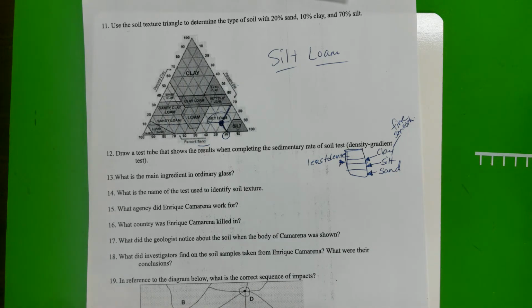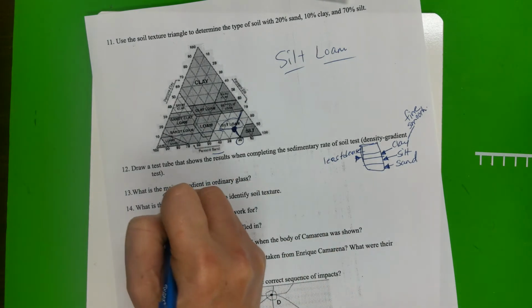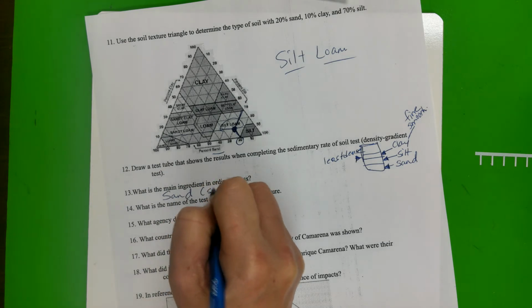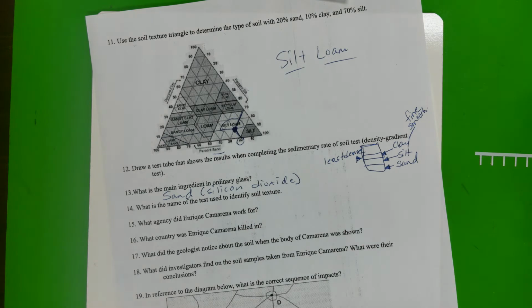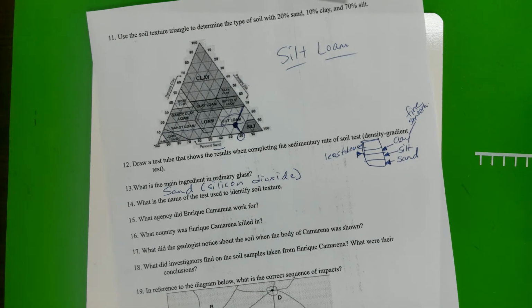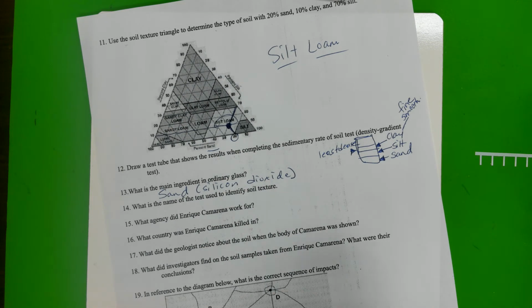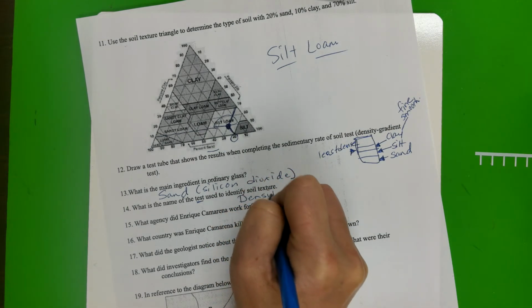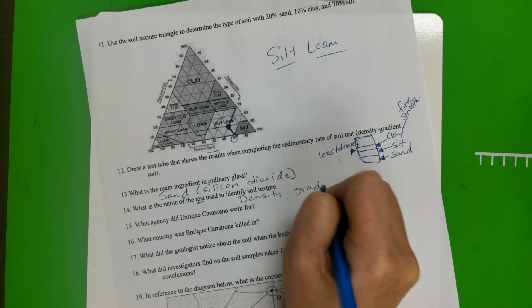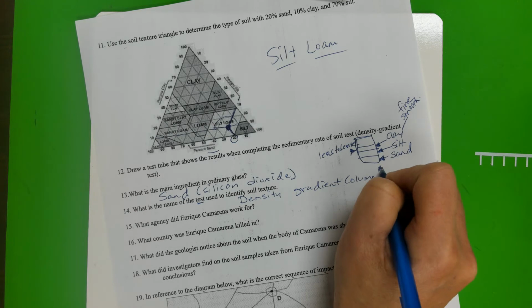What is the main ingredient in just ordinary glass? Basically, it's just sand, which is silicon dioxide. Okay, what is the name of the test tube used to identify soil texture? So the test is to identify the soil texture's density gradient column, which is right there. That's it.